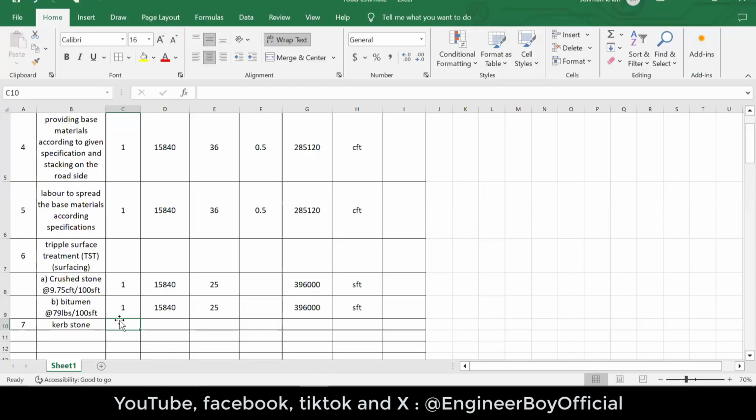So let's say we have kerbstone and a number that should be 4, okay? Length is the same because it is just the road which is 3 miles in length, okay? Now kerbstone, they are actually laid, okay, along the length. It means the quantity should be in running feet or maybe in running meter, okay? So we have to just multiply the length with the number, and that's actually the same thing, 63,360.